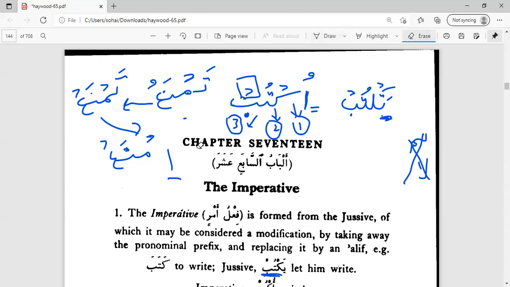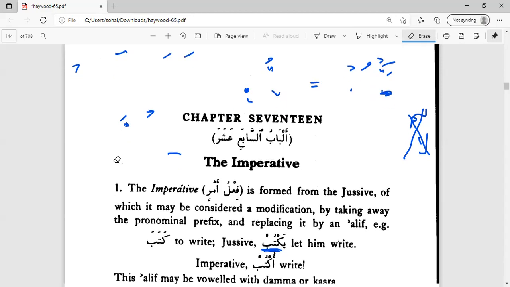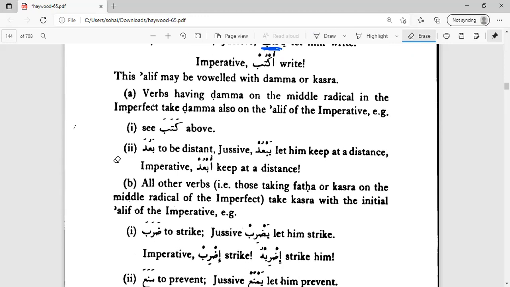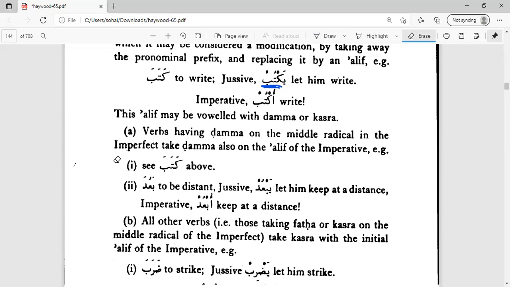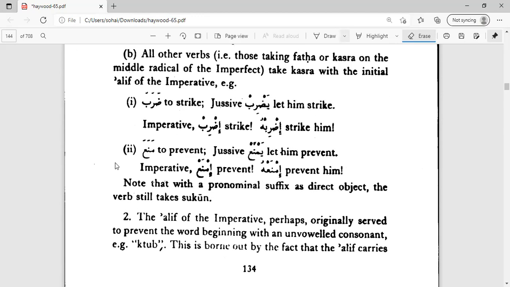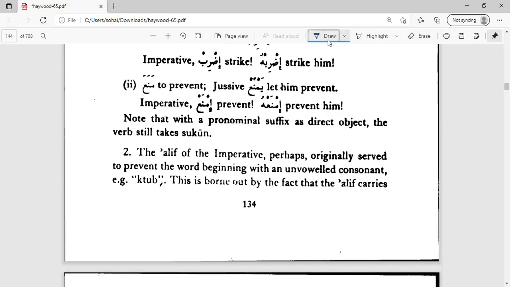And so that's the rule. This is very essential, so we need to memorize this, inshallah. And that's why it's telling you here. Everything I'm telling you is all in here. So for example, it says yadrib, it becomes idrib. Mana'a, it becomes imna. I mentioned this already. So imna'hu, prevent him. You're commanding somebody to prevent him.